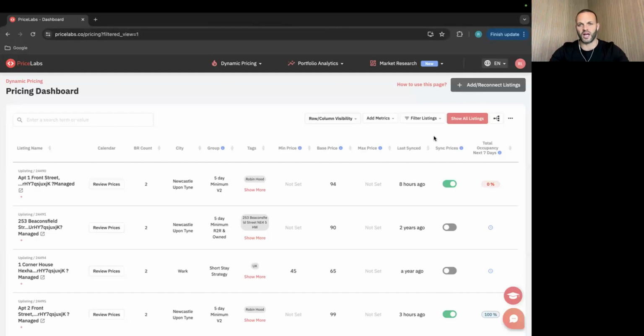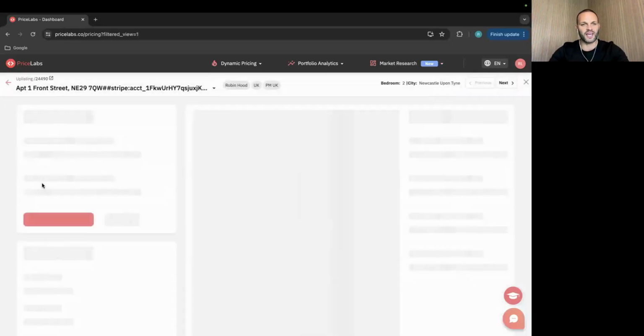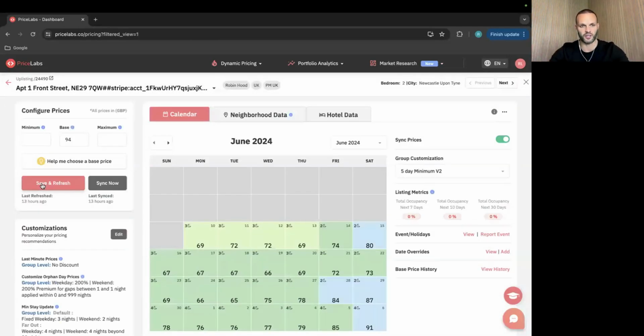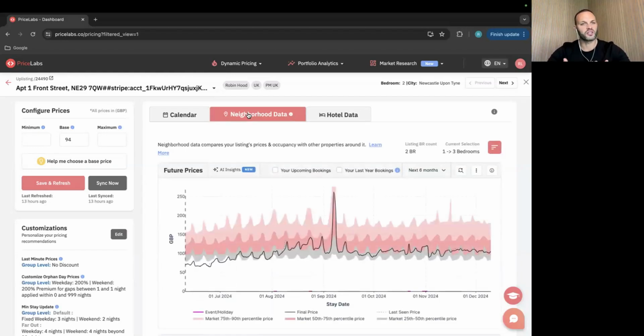So the feature we're going to be looking at is in this market research tab. What you need to do to get the information that I'm looking at today is click into a specific listing. From the listing, go to neighborhood data. And then in here, we're going to have a look at how the property is performing against other competitors, and so on and so forth.